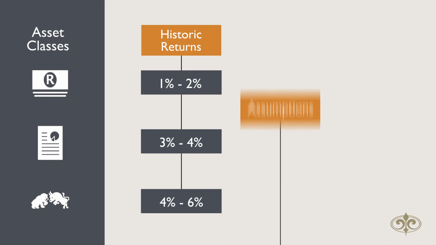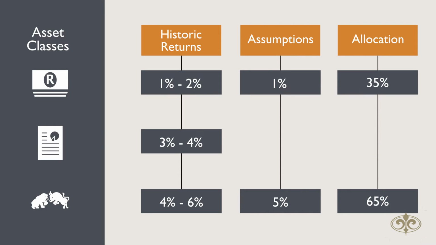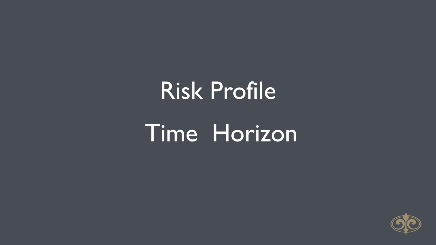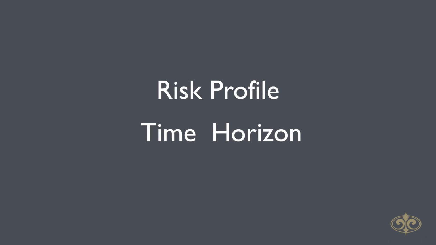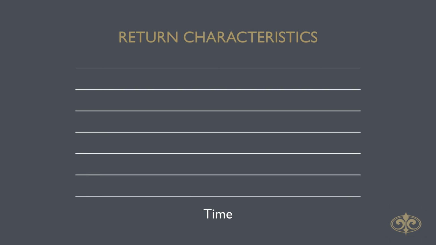Assuming the real return is 1% on cash and 5% on stocks, an allocation of around 35% cash and 65% stocks will get us to a 3.5% real return. There are a few factors that will influence your final asset allocation, namely your risk profile and the time horizon of the investment. To appreciate the effect these factors will have on your asset allocation, we need to take note of the asset's return characteristics.